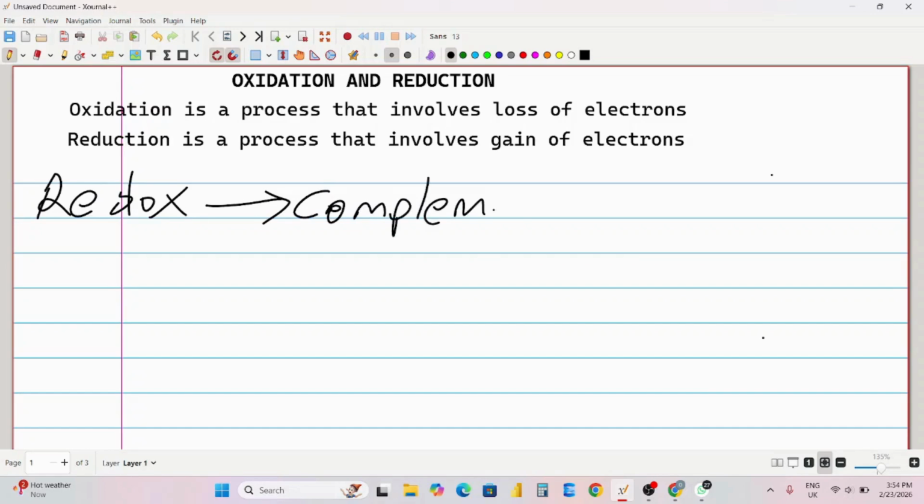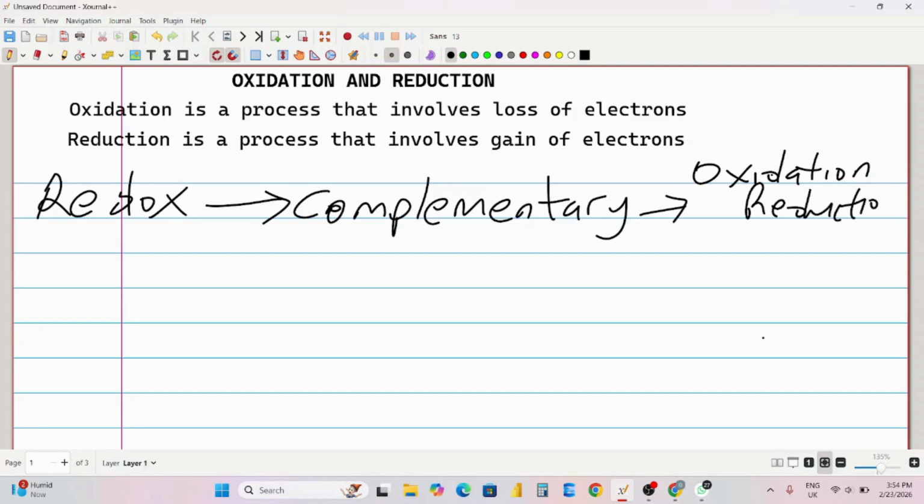Complementary in the sense that one cannot happen without the other happening. So as oxidation is happening, reduction is also occurring. So they happen simultaneously and move electrons in opposite directions. While oxidation involves the substance losing electrons, reduction involves another substance accepting those same electrons lost by the other substance.